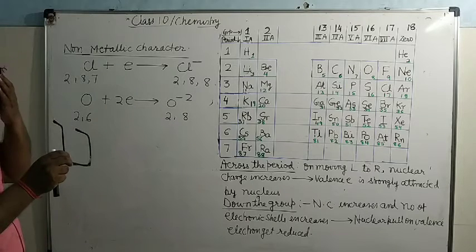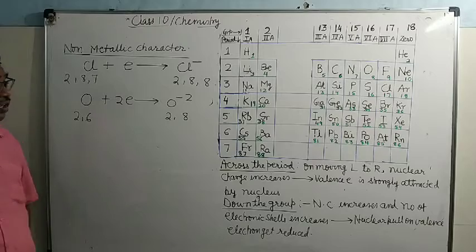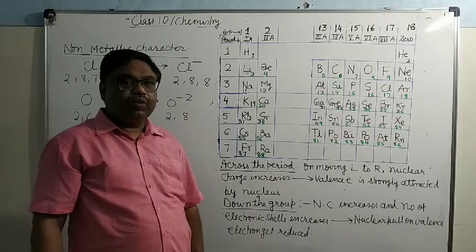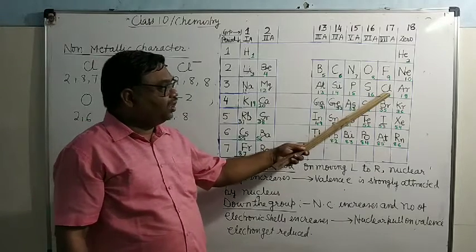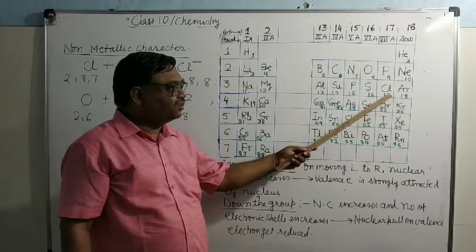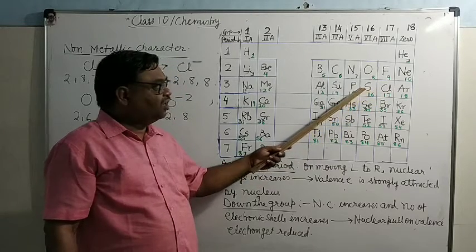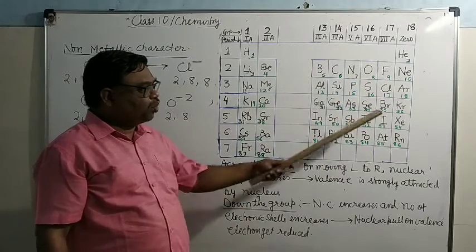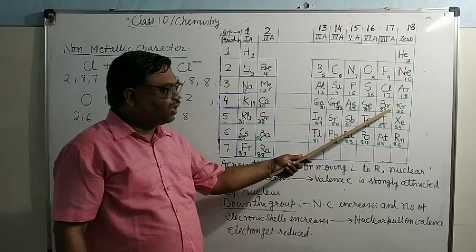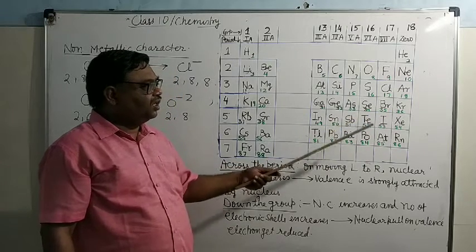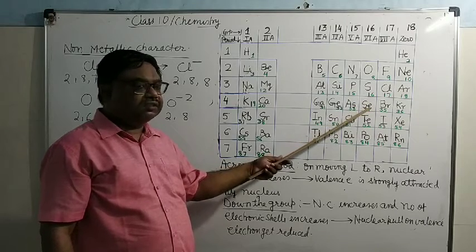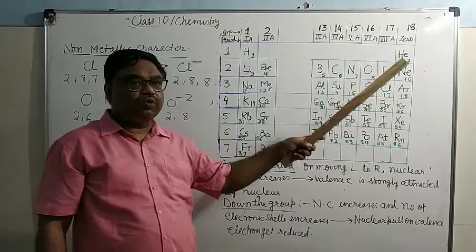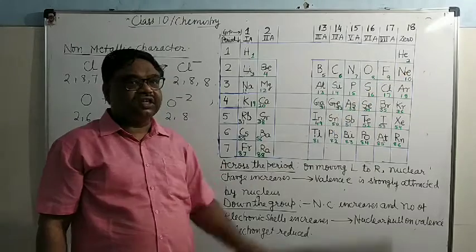So you can see here, just now you have seen when we are moving left to right in any period, nuclear pull increases. Means chlorine is exerting more nuclear pull on the valence cell electron than sulfur. Sulfur exerts more nuclear pull on the valence cell electron than phosphorus. Bromine exerts more nuclear pull on the valence cell electron than selenium. It exerts more nuclear pull on the valence electron than arsenic. It's clear? Similarly here, fluorine exerts most nuclear pull. Oxygen, it exerts less nuclear pull.